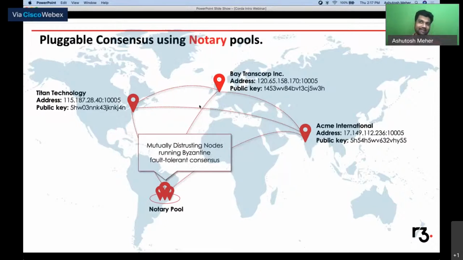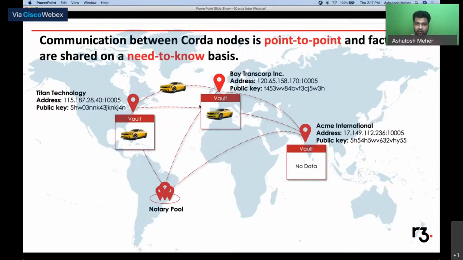we need a particular component in the network which will help us prevent something like a double spend. What's a double spend? Taking this example, if Titan has already sold the vehicle to Bay Transcorp, how would Acme come to know that this vehicle has already been sold? And when Titan tries to sell this to Acme again, how would Acme know? He would very well accept the vehicle because he never knew that it was sold, because of the entire privacy thing.